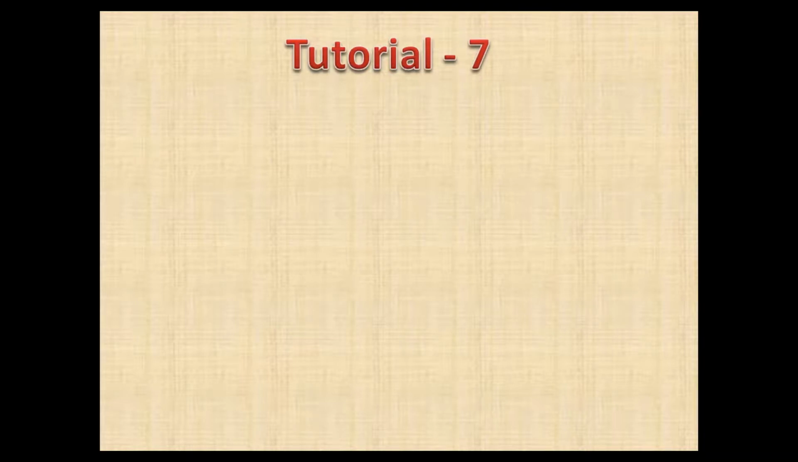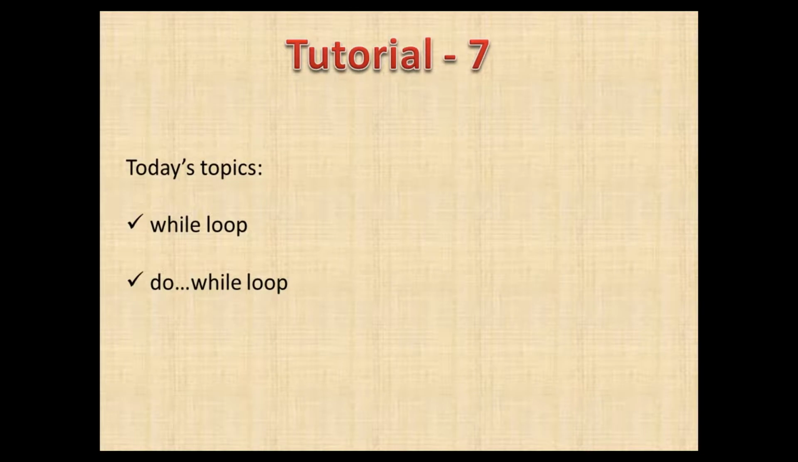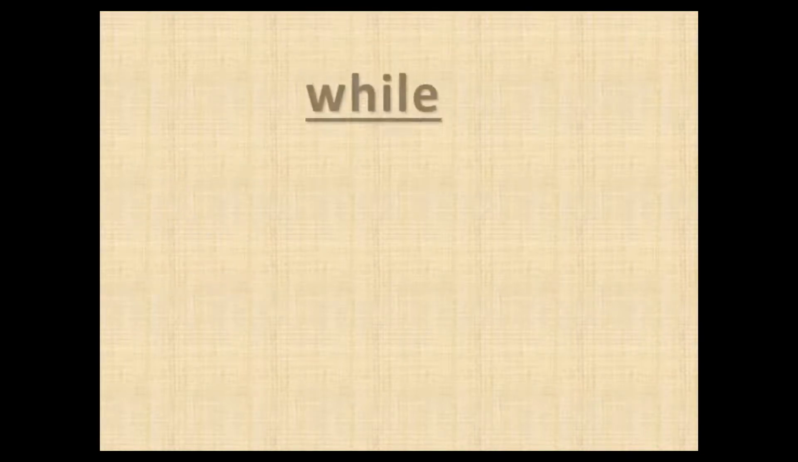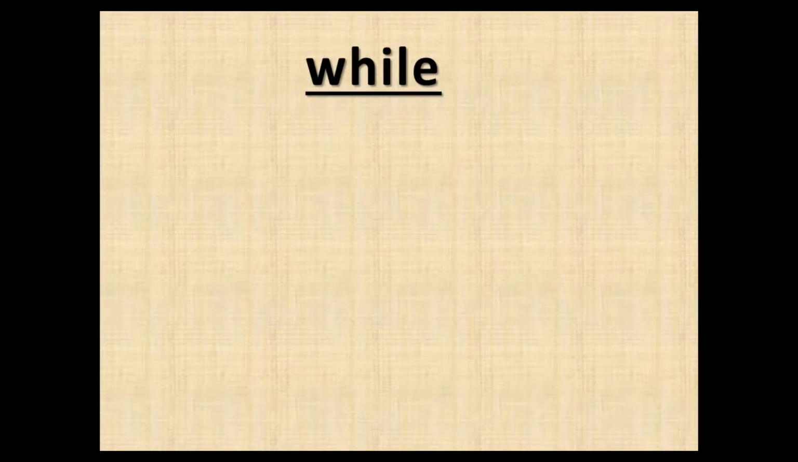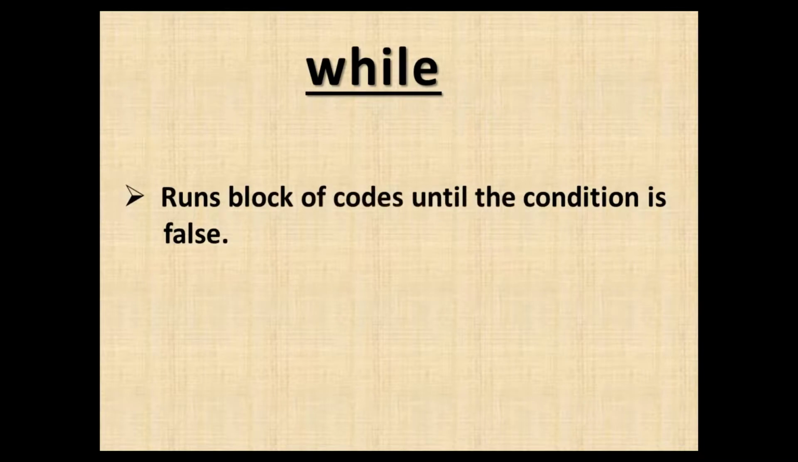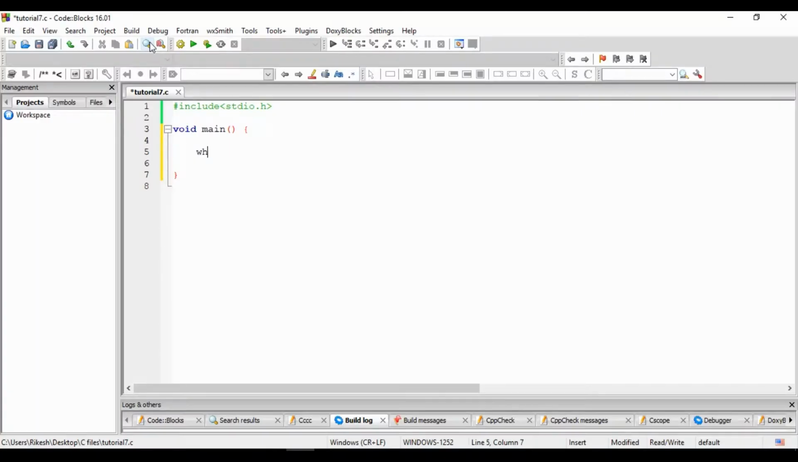This is TechMiner here. In this tutorial, we will be talking about loop statements, while loops and do while loops. First, we will discuss while loops. While loops execute a block of code only when a given condition is true. The condition is written inside small braces, and the block of code inside the curly braces of the while statement.